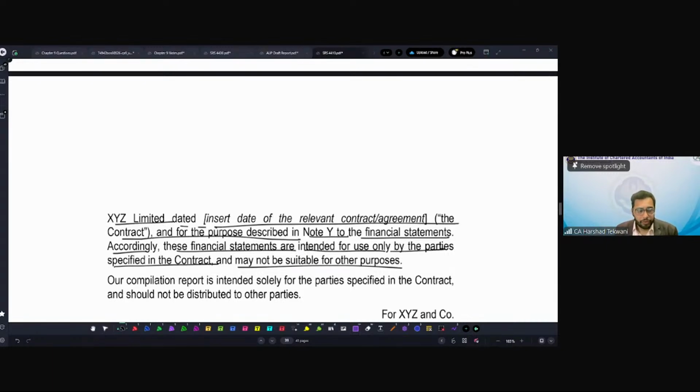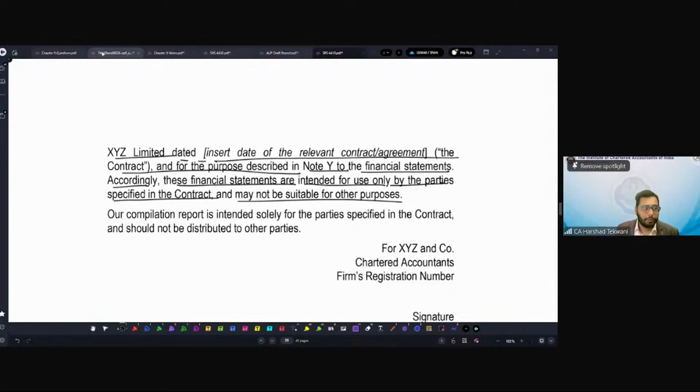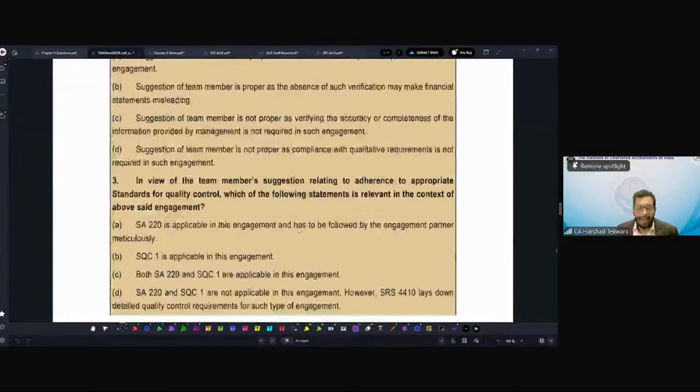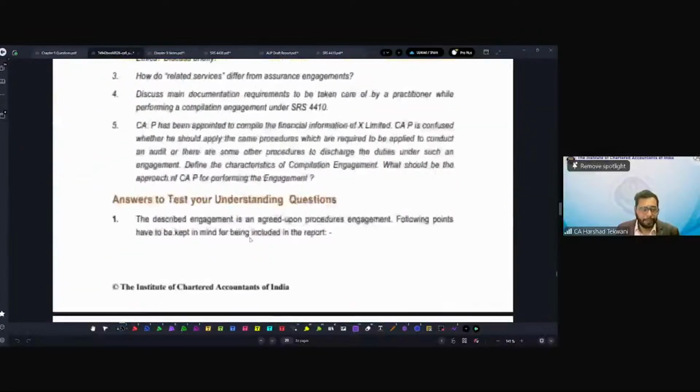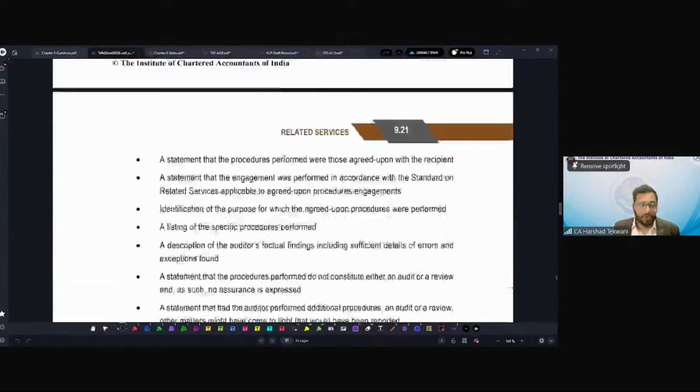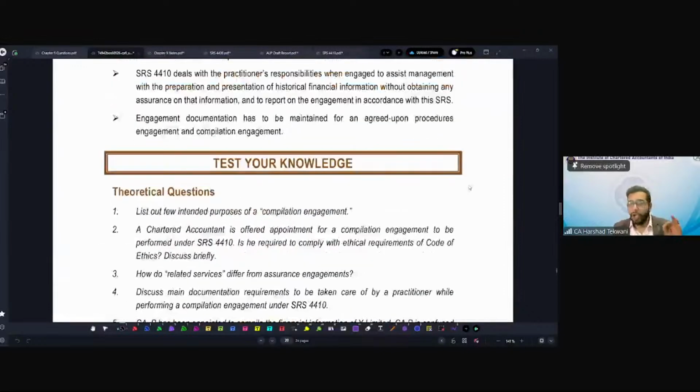If no further doubts, what do you need to do? Number one, you have questions at the end of this chapter, Test Your Knowledge. Please try to solve these questions on your own first, and then go to the answers. Number two, you can refer to mock test papers, RTPs, and suggested answers of previous exams and attempts to understand how the questions are framed.